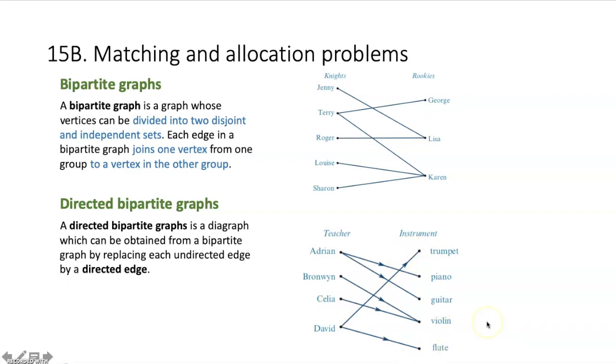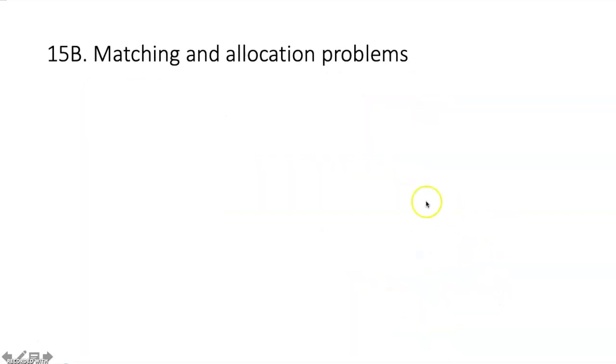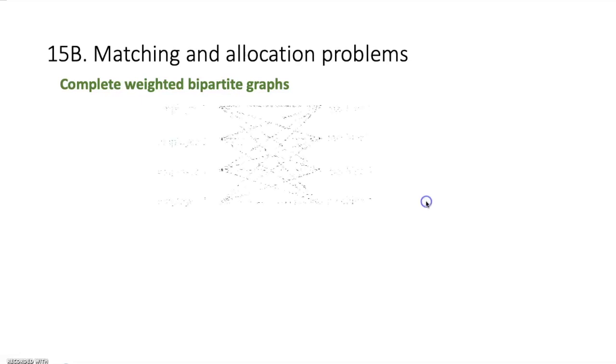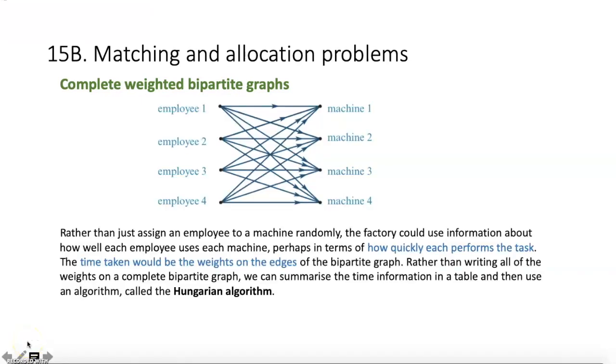We can simply solve the problem if we have 5 teachers and all of them can teach all the instruments we listed here. Okay, so that leads us to the next concept, which is complete weighted bipartite graphs. A complete weighted bipartite graph shows an equal number of vertices in each set. So this example shows 4 employees who can use 4 different machines.